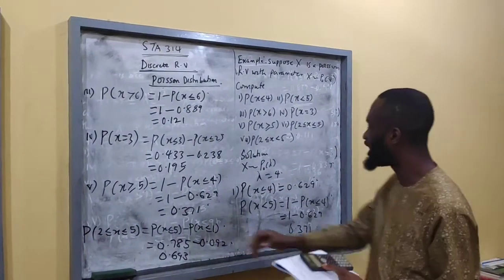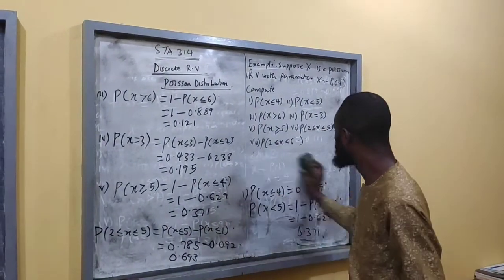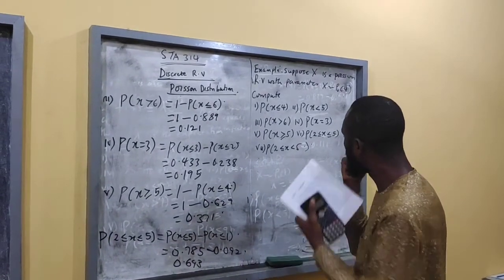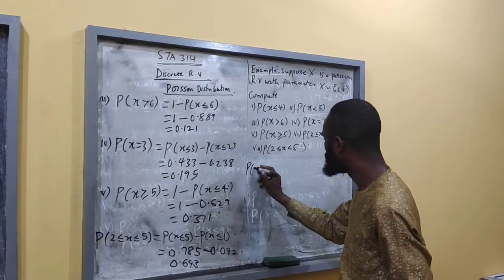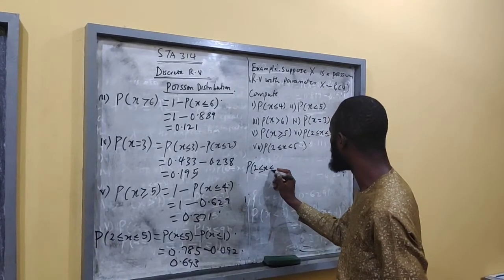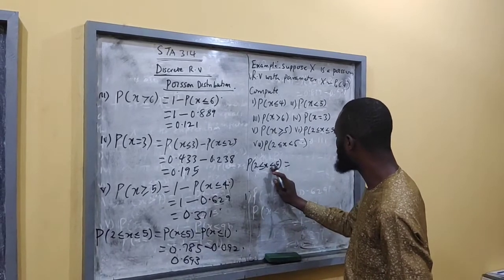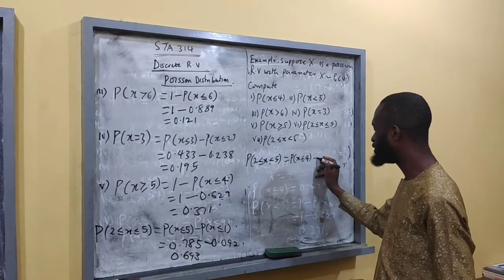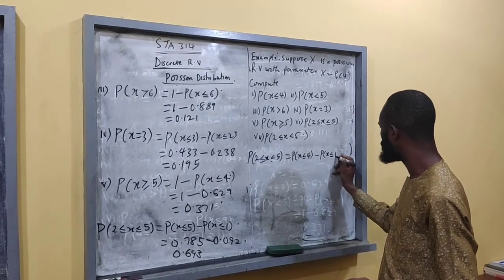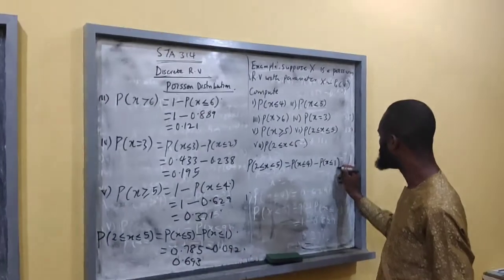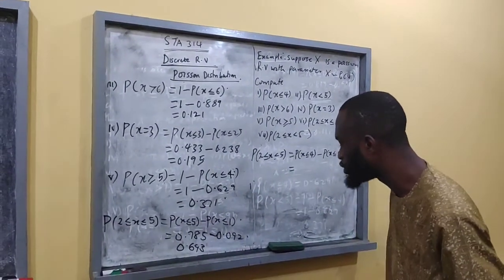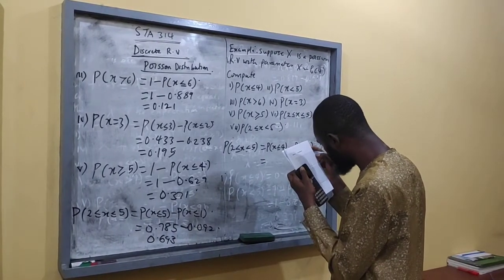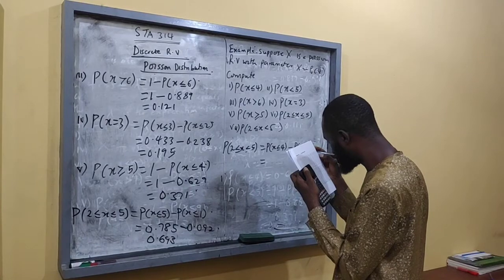Lastly, let me solve the last question, which is the 7th one, Roman figure 7. Probability of 2 less than or equals to X less than 5 is going to give me probability of X less than or equals to 4 minus probability of X less than or equals to 1. This is what it's going to give me. And what is probability of X less than or equals to 4? We have checked this before, but let me recheck again. Probability of X less than or equals to 4 is going to give me 0.629.